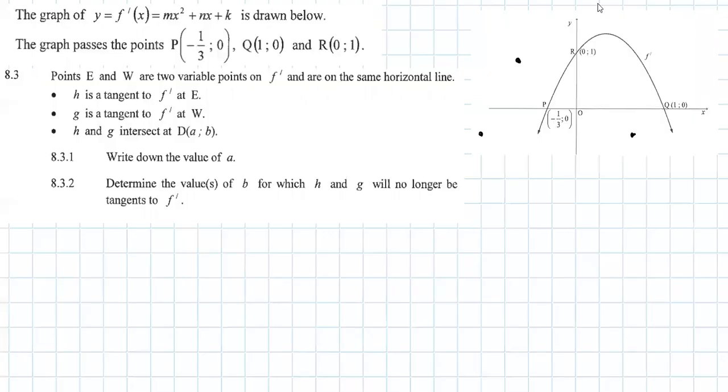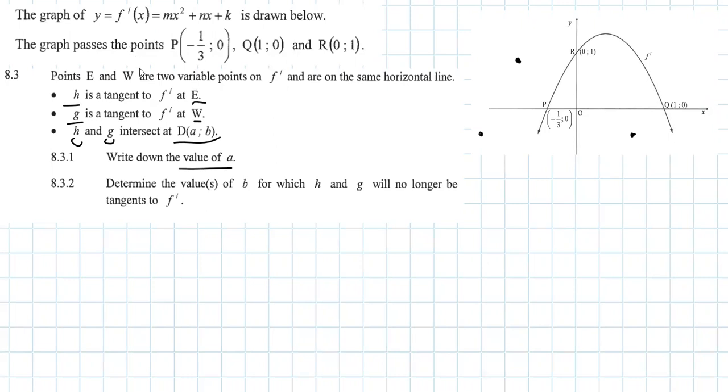Number 8.3. Points E and W are two variable points on F dash. So here's our F dash, and they're on the same horizontal plane. Okay. H is a tangent to our F dash graph at E, and G is a tangent at W. They intersect each other, H and G, the two tangents, at D, which is a point A, B. It wants to know the value of A.